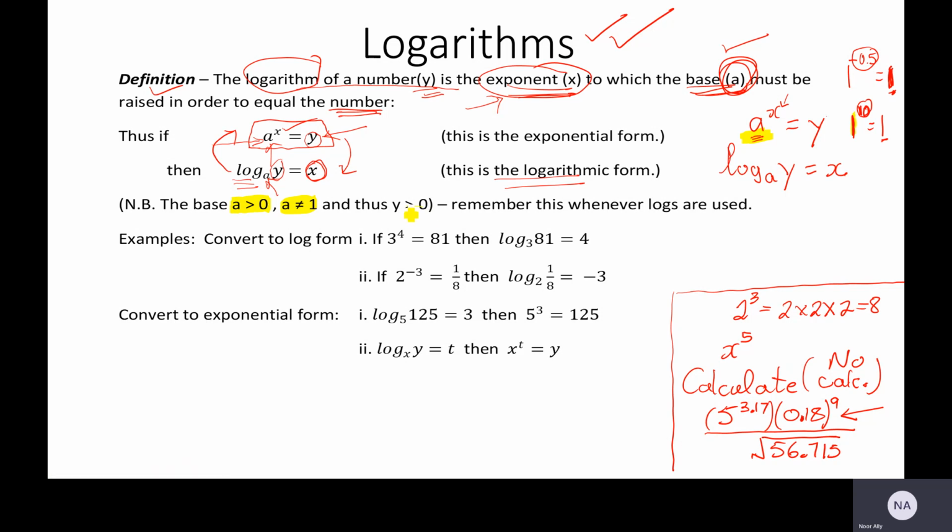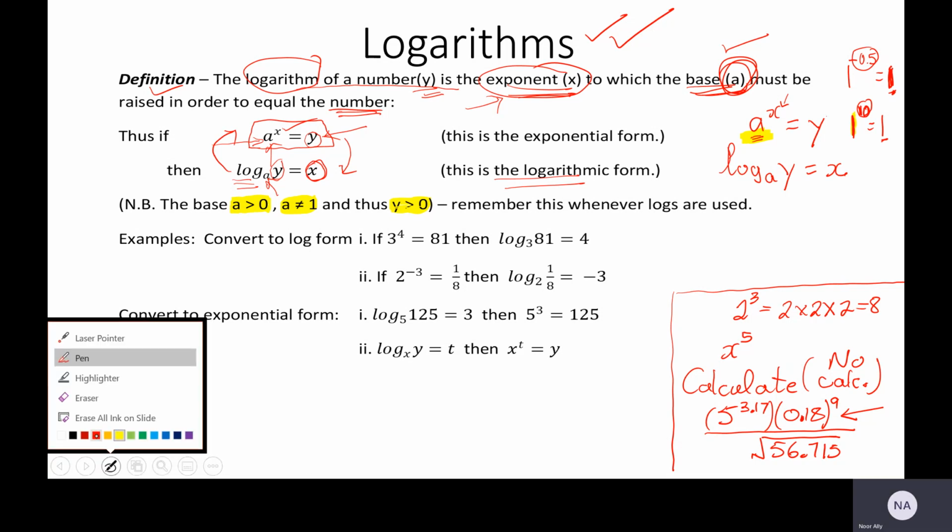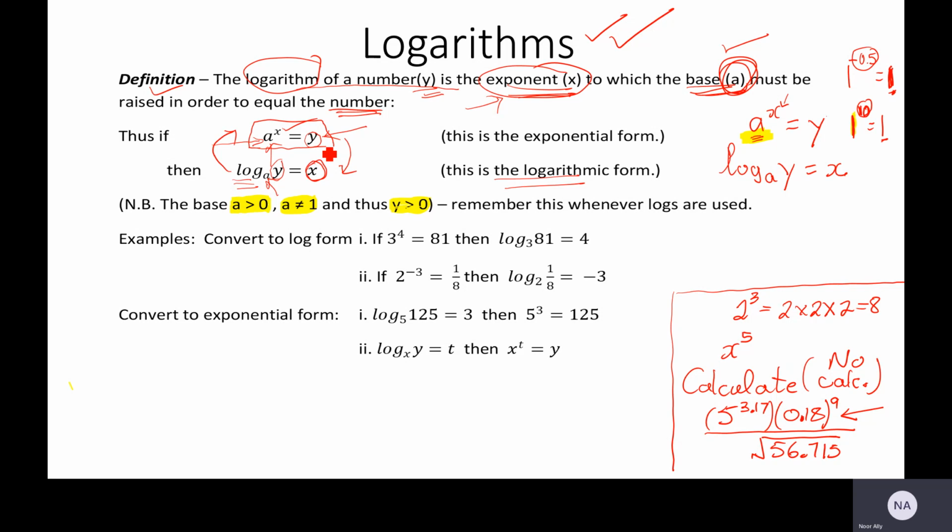And then thirdly, extremely important, once again: the Y will always be positive. Now, let's consider that again. Why do I say that that Y is positive? So where does the Y come from? That's the Y over there. Look at this. If I take 5 cubed, what's my answer? 125. If I take a half squared, what's my answer?